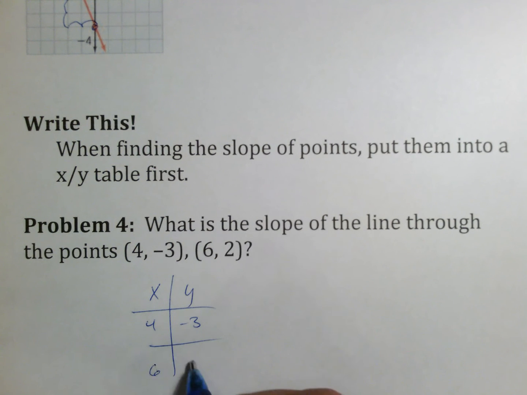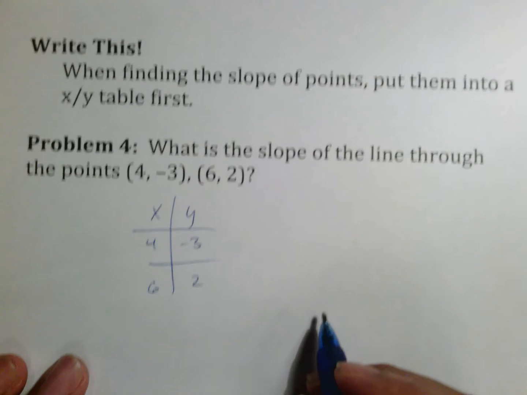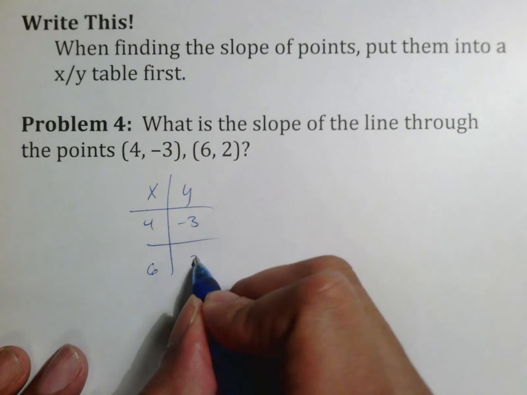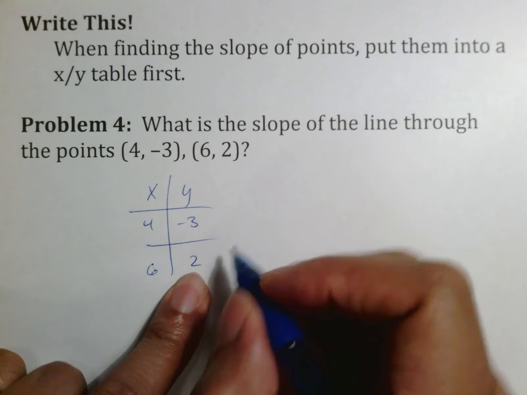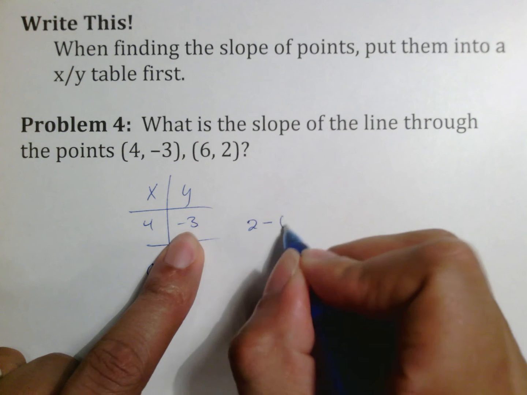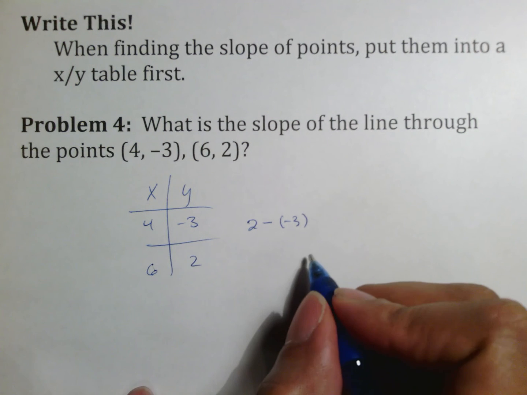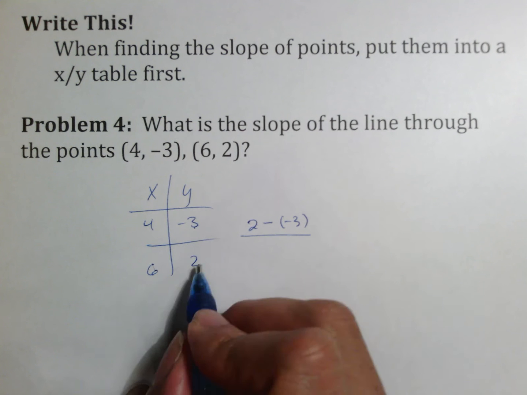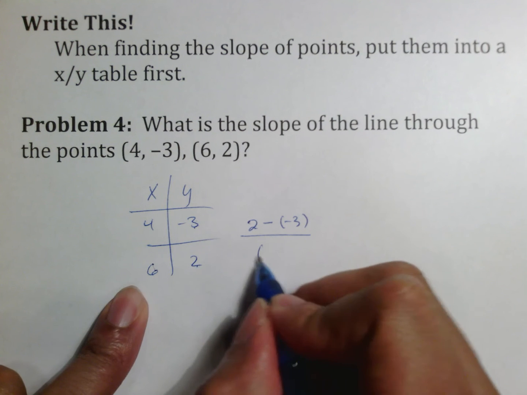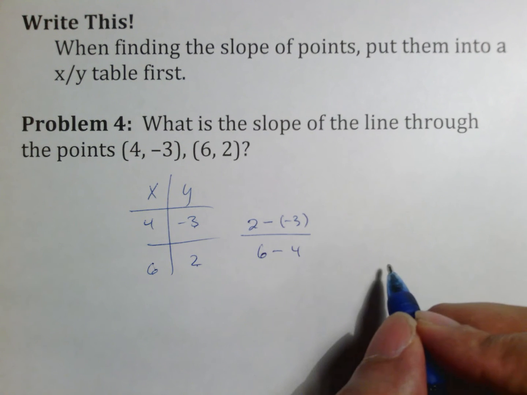And then 6, 2. Now it's in the format that I'm used to, which is where I take this minus that. Remember I told you about subtracting? This is where it comes in. It's 2 minus -3, because that's a -3. Again, it's 2 minus -3, not 2 minus 3, but 2 minus -3 over 6 minus 4.